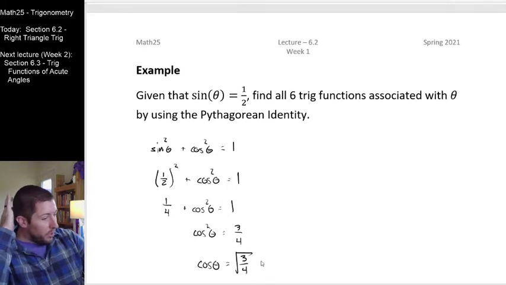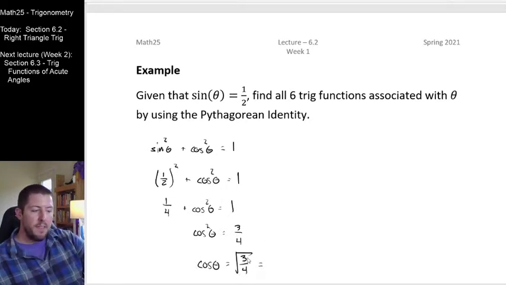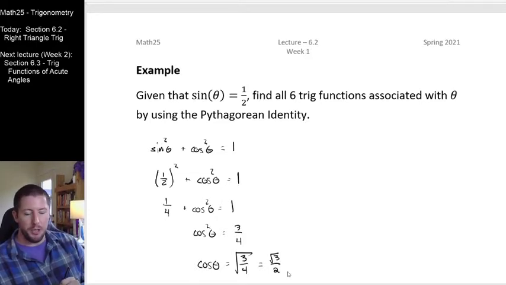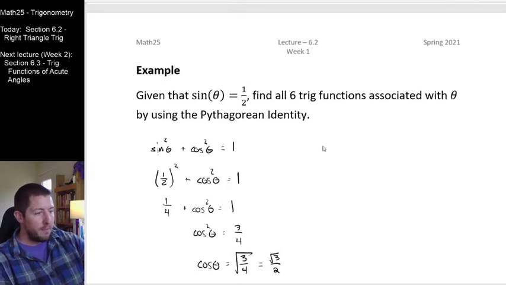And finally, I just want to do a little bit of simplification here. I can't simplify the square root of 3, but I can simplify the square root of 4. So this is much more commonly looked at as square root of 3 over 2. So here's where we're at so far. So far, we know that sine of theta is a half. We know now we've used the Pythagorean identity to find that cosine is root 3 over 2.